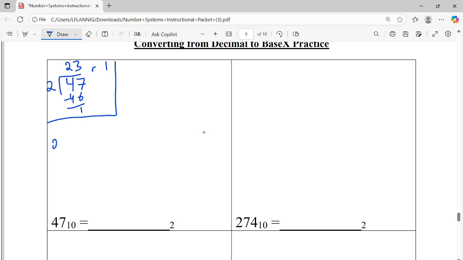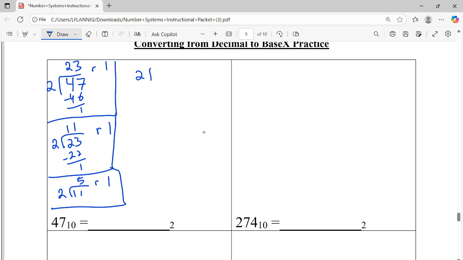The next step is to take 2, again, and divide it by the new number you found, which is 23. 2 goes into 23 11 times. So 2 times 11 is 22. Subtract, is 1, so we have a remainder of 1. We do it again. 2 goes into 11 how many times? 5 times, with a remainder of 1.